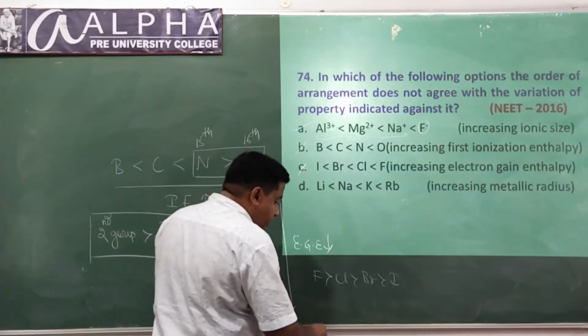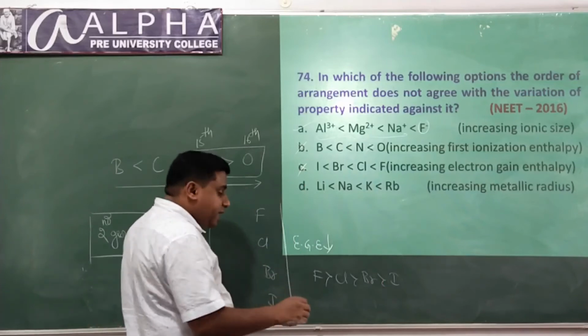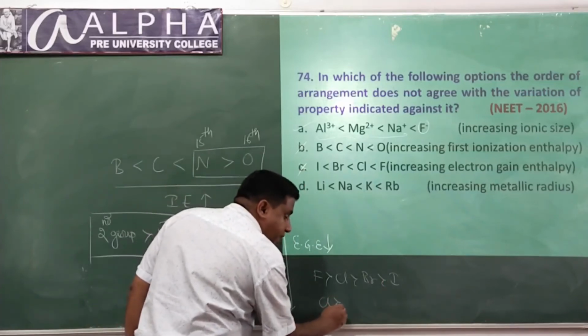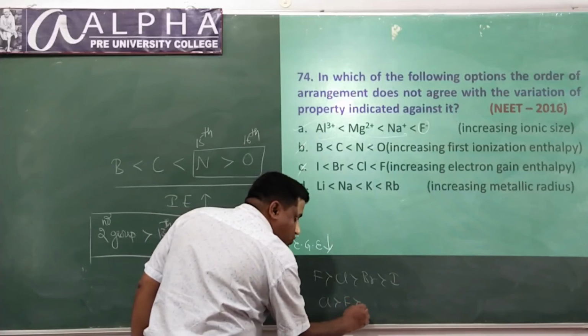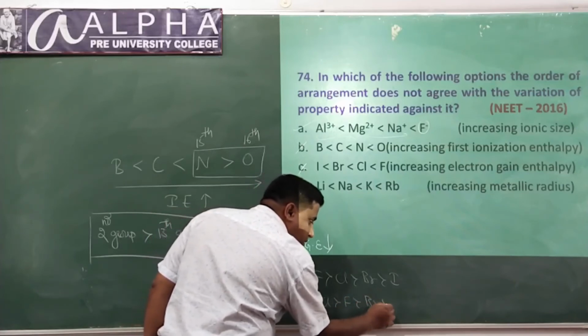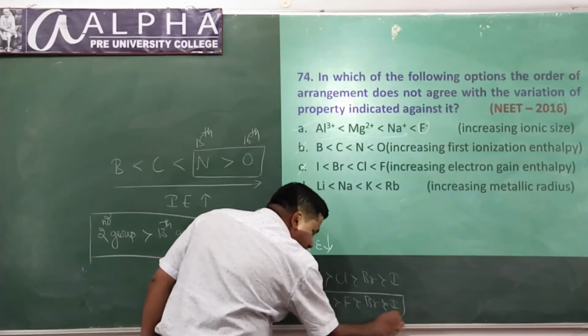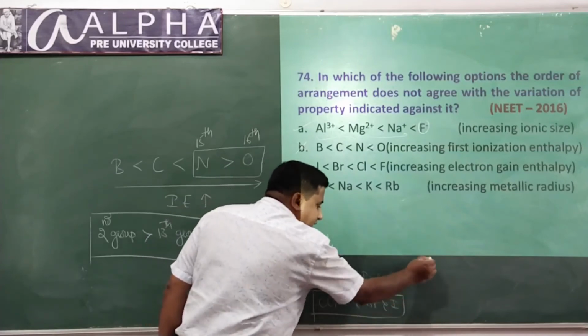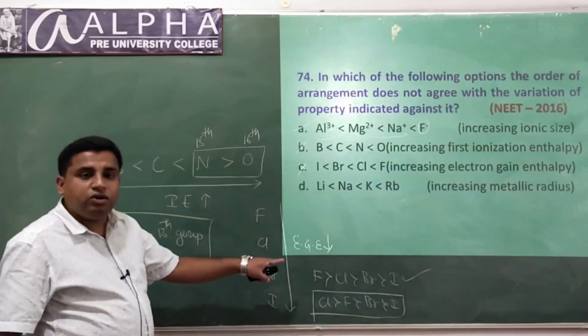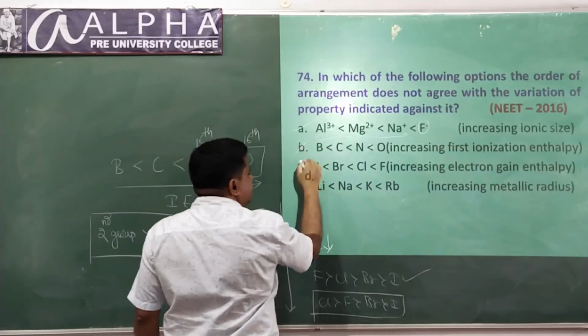What is the correct order? Strictly speaking, the exact order is chlorine should have more electron gain enthalpy than fluorine, and fluorine has more than bromine, then iodine. Strictly speaking this is correct, but to a certain extent we can accept the given order. Okay, let us say this is correct.